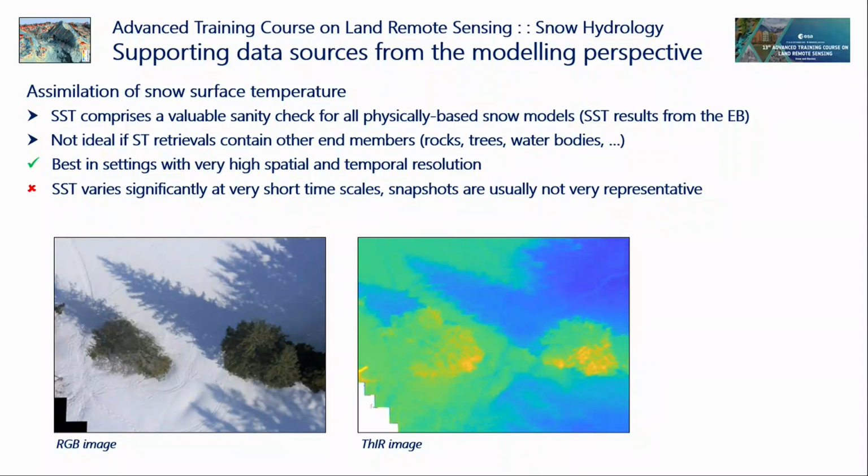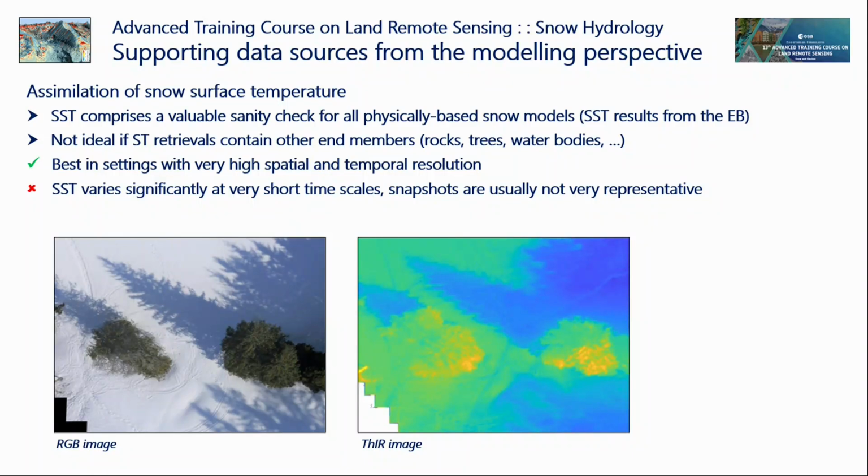So if you have rocks, trees, water beds, you get information that you interpret as snow surface temperature. And in fact, it's just a mixture of different surface temperatures. So unmixing snow surface from land surface is not so easy, unless you have confidence that this is really snow surface temperature. It's not ideal.